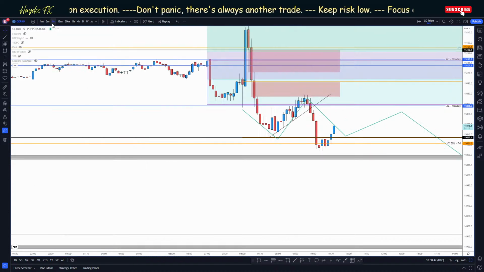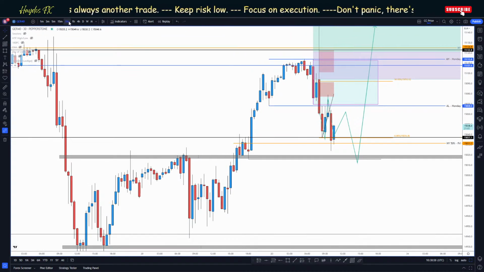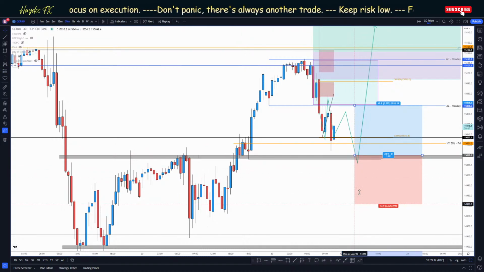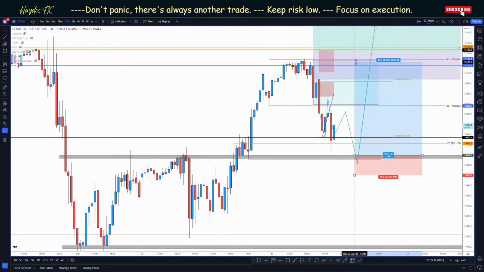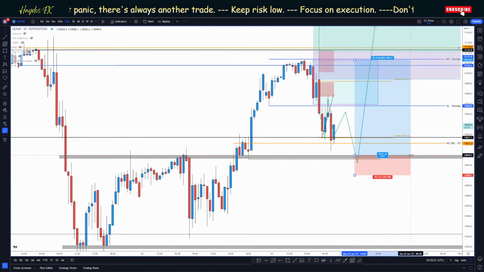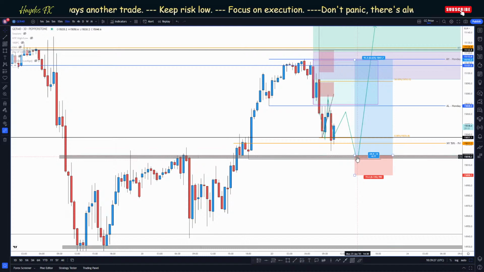Ah, damn you, German. Still, I like this zone. And I would be very interested in putting a pending. I think if I was in profits already for the week, I would consider just leaving a pending here.